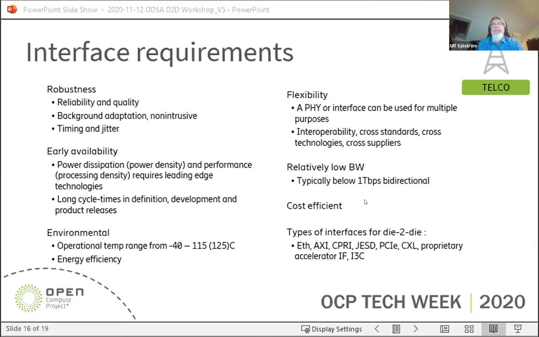A little bit to give some insights of what kind of interfaces we are looking for when it comes to die-to-die. We're looking quite a lot into standard interfaces. It's Ethernet kind of interfaces, AXI buses, CPRI, which is the standard 3GPP interface between baseband processing and radio, serial GSD interfaces, PCIe. We're looking into interface standards like CXL. But we also have some proprietary interfaces. So we have a proprietary accelerator interface. But we also have the more low speed normal stuff like I3C kind of interfaces.